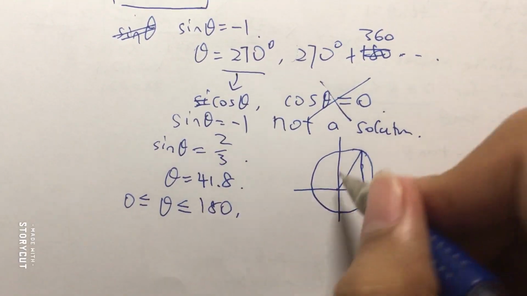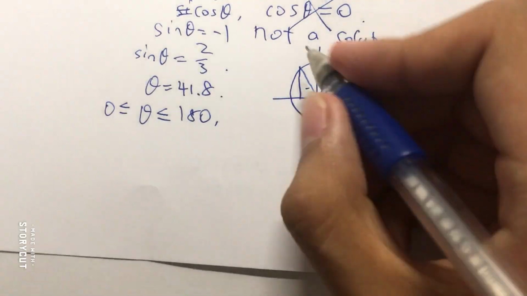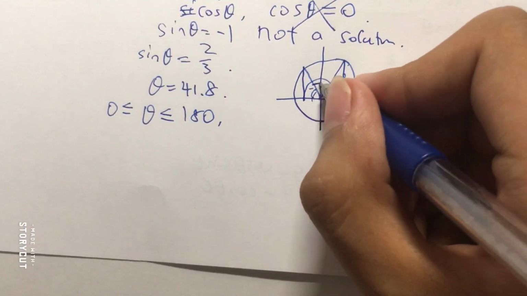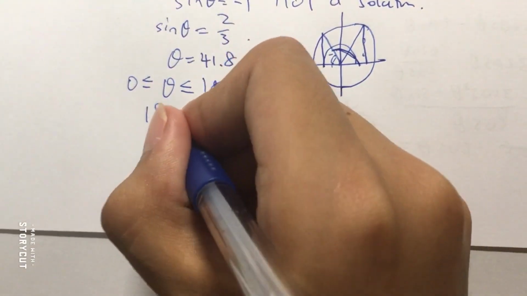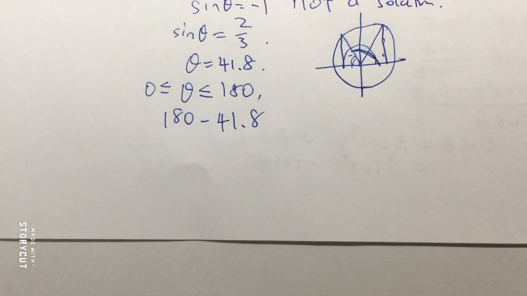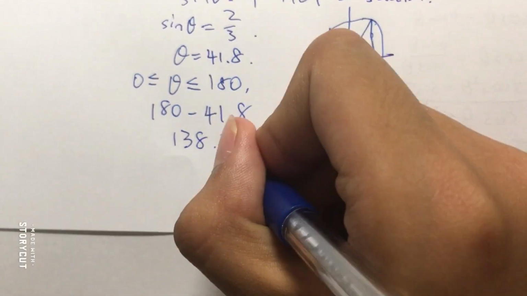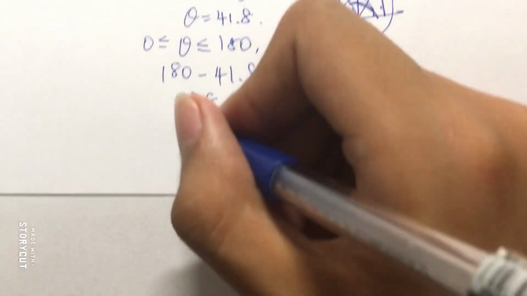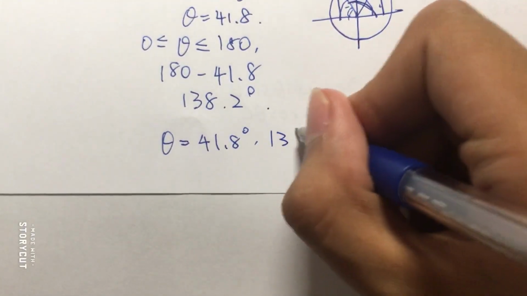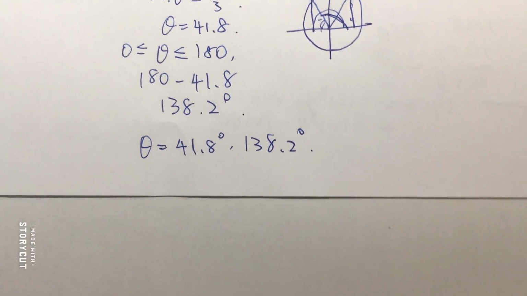We know that for sine, these two angles have the same sine value, which means we use 180 minus this angle, and we will get that angle. So 180 minus 41.8 is equal to 138.2 degrees. And that is our answer, which is theta is equal to 41.8 degrees and 138.2 degrees. And that is all for today.